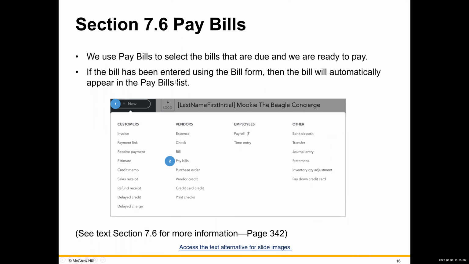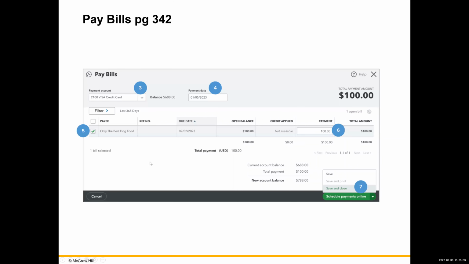Okay, so we use pay bills to select the bills that are due and we are ready to pay. If the bill has been entered using the bill form, then the bill will automatically appear in the pay bills list. Okay, so let's try that. We go new, pay bills. And what do we see? Well, looks like QuickBooks has located one bill that we may want to pay, right? It keeps track of that.